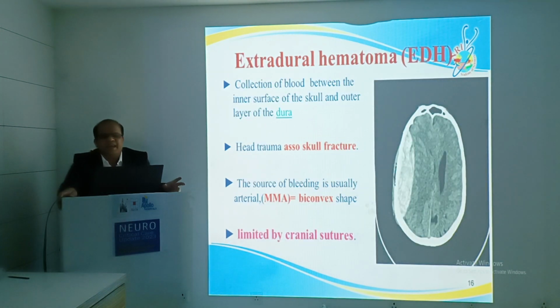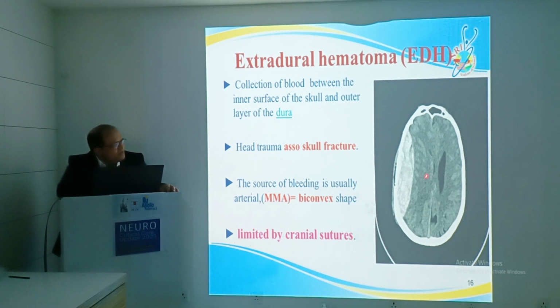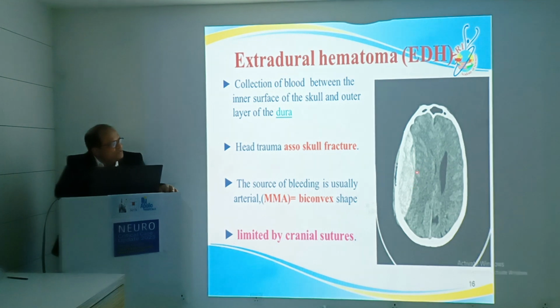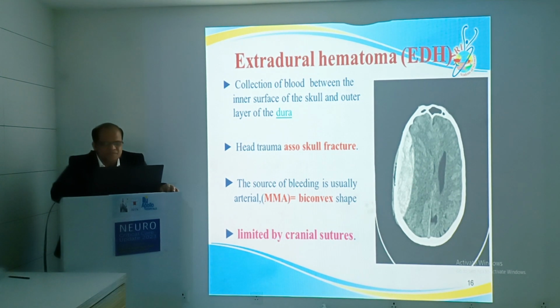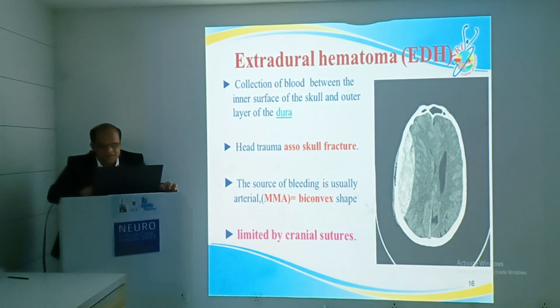Coming to the extradural or epidural hematoma, most patients will be associated with head injury. There is a collection of blood between the inner surface of the skull and the outer surface of the dura. It appears in a lentiform, biconvex shape. Usually it's an arterial bleed and a surgical emergency. 70 to 75% is because of a middle meningeal artery bleed.